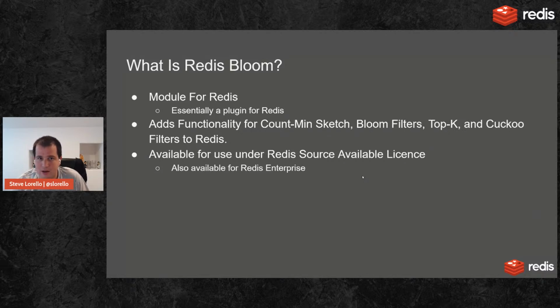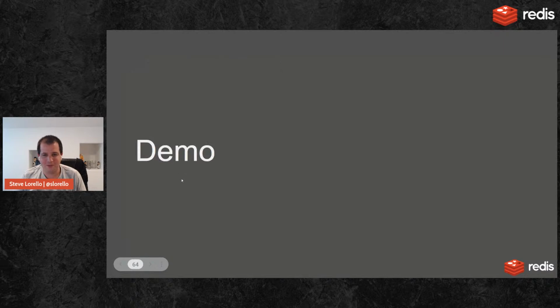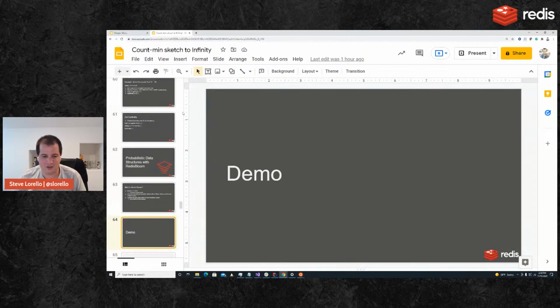It's available under the Redis source available license. So you can either use it through its Docker image, or you can compile it from source, as long as you're not using it to build a SaaS application that provides Bloom filters or any of these as a particular solution. It's also available in Redis Enterprise. So with that, I'm going to pop into some code here.